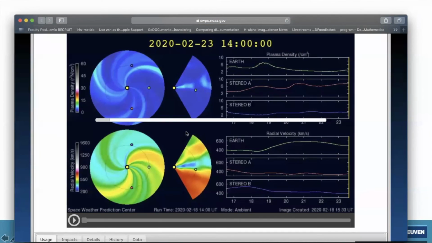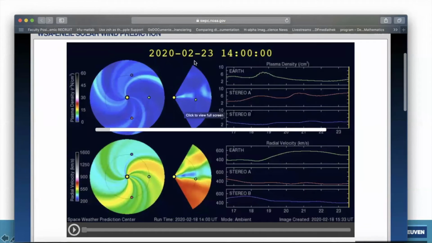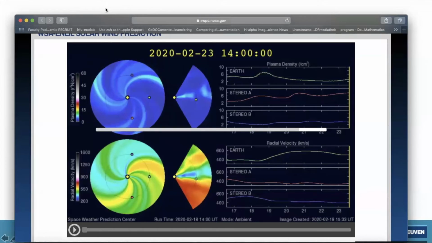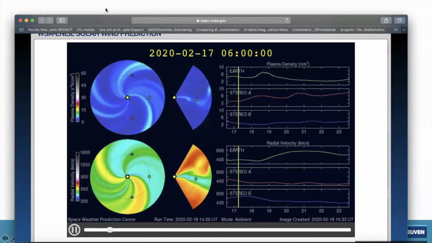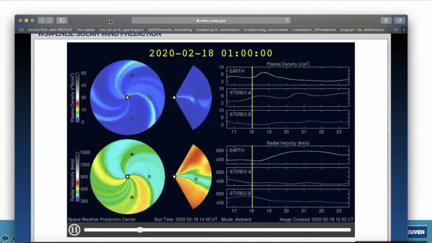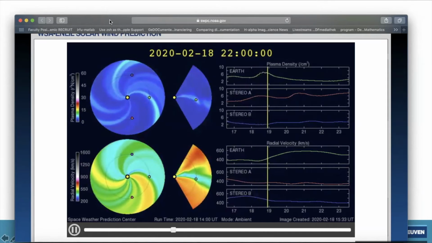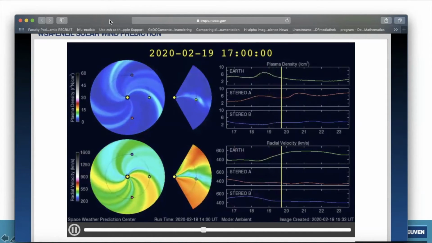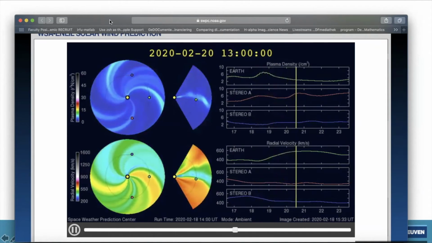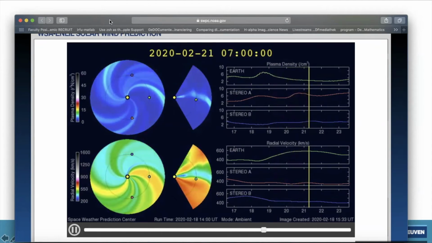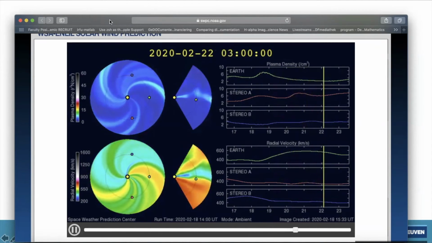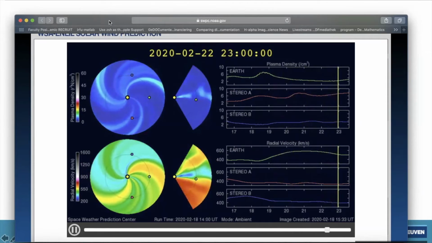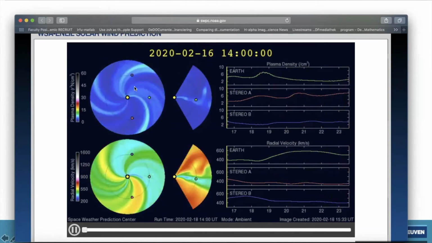So that's a prediction that is made now. This is a prediction center from the National Oceanic and Atmospheric Administration in the United States, and it's going to predict what the solar wind will be in the next days. As you can see, it's very smooth and nothing particularly interesting happens because we are in solar minimum, so there is not much activity of the sun. But this is a model of the solar wind, and you can see many features in it.